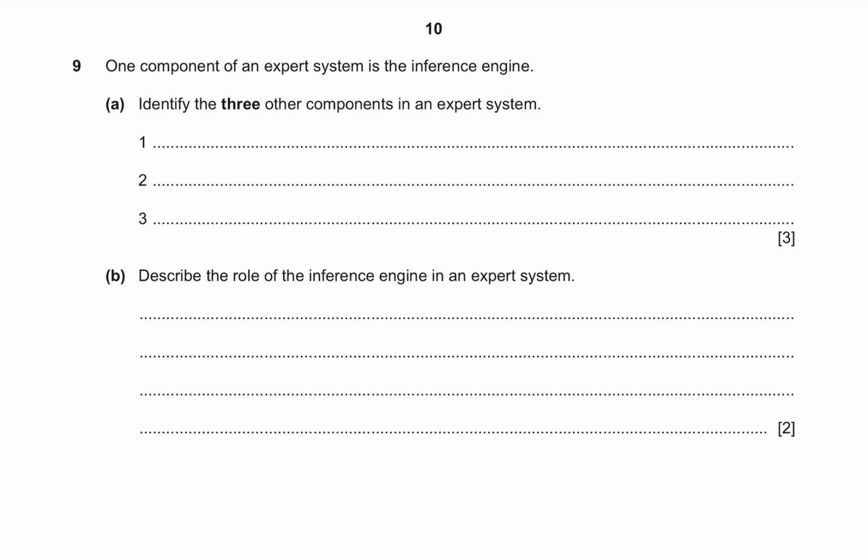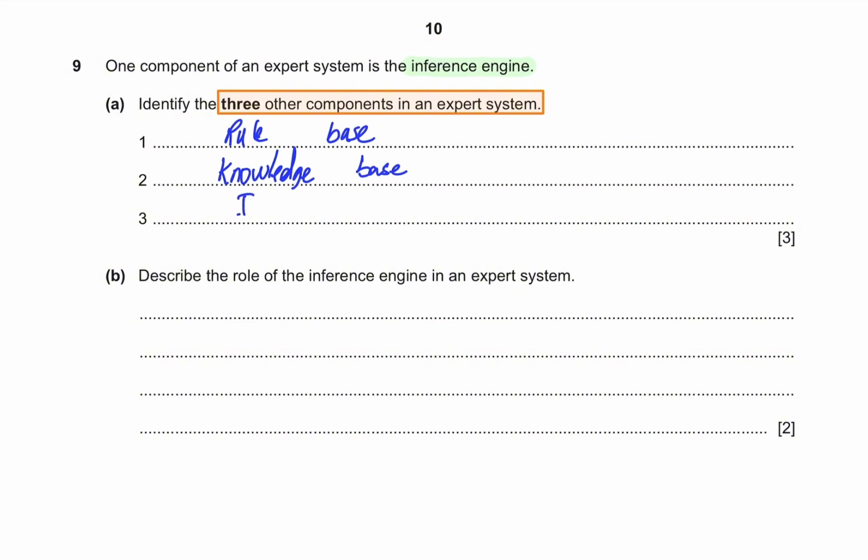One component of the expert system is the inference engine. Sorry, not interference, it's inference engine. Identify three other components in an expert system. There is rule base, there is knowledge base, and then there is interface.